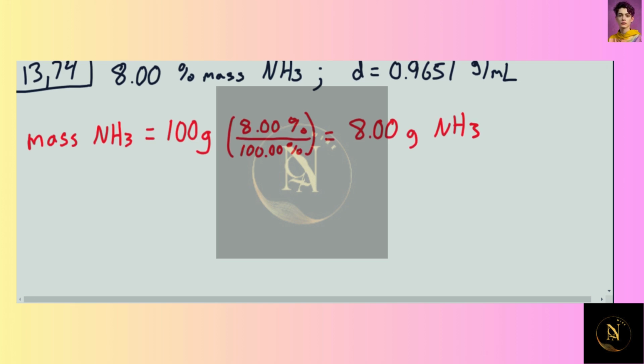So then we need to calculate also the mass of water. We'll need that for molality. So our total mass is 100 grams. Our mass of ammonia is 8 grams. So our mass of water will be 92 grams.